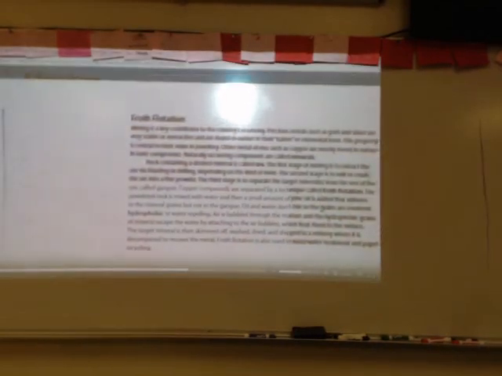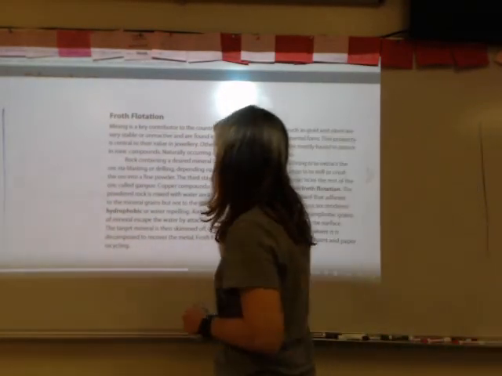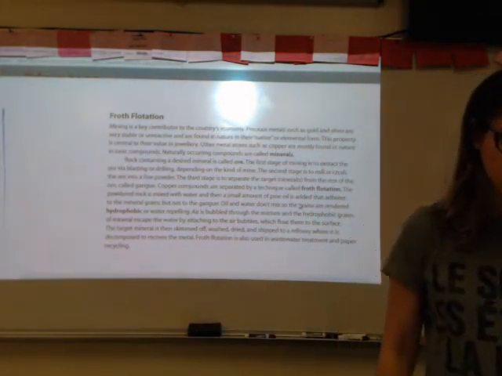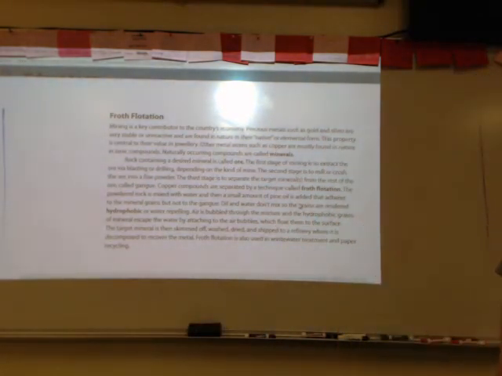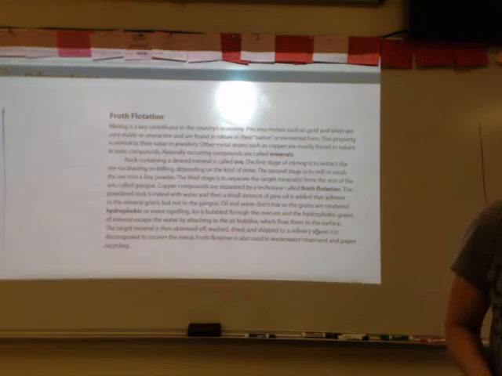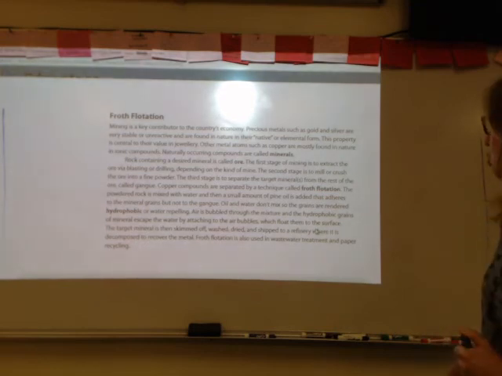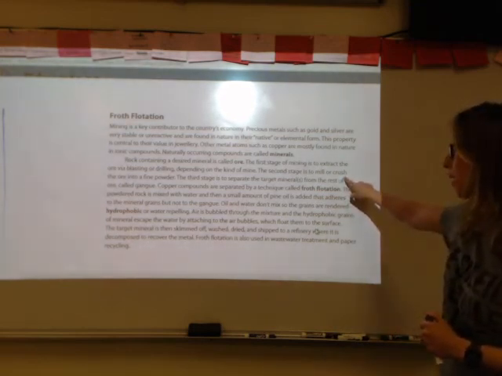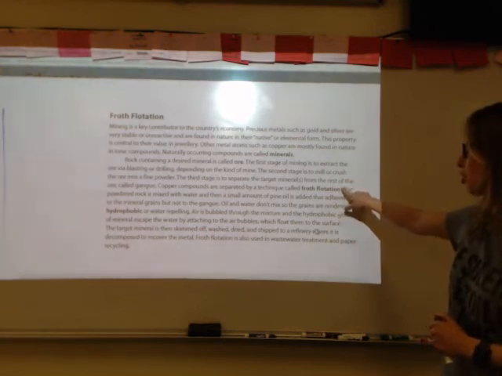And if we go on to the next page, here we have froth flotation. Precious metals like gold and silver are really stable and unreactive in nature. And copper is found in nature, typically in salts. Naturally occurring compounds are known as minerals. And rock that contains a desired mineral is called an ore. The first stage of mining is where you extract the ore by blasting or drilling. The second stage is where you crush the ore into a fine powder. The third stage is where you separate the minerals from the rest of the ore.